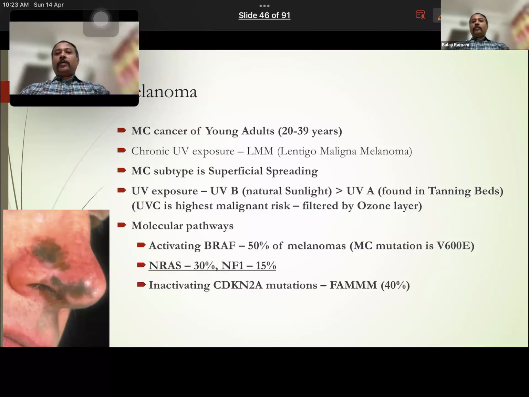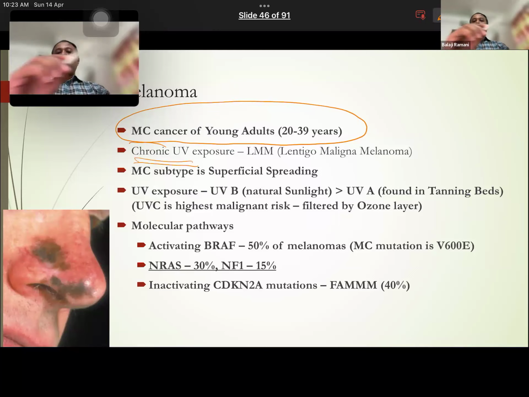So when you look at melanomas, the most common cancer in young adults is your melanoma. In the 20 to 40 age group, the most common cancer in young adults, and associated with a high degree of mortality, is a melanoma. So there is only one type of melanoma which is associated with your chronic UV exposure, that is known as the LMM or the lentigo maligna melanoma. So lentigo maligna is a precursor lesion that will go on to transform to lentigo maligna melanoma. This is the subtype which is associated with your head and neck exposure. Head and neck areas that will commonly happen, it is associated with your chronic sun exposure.